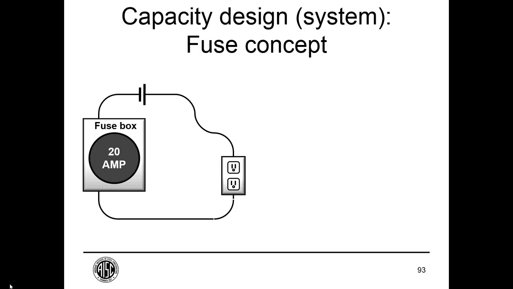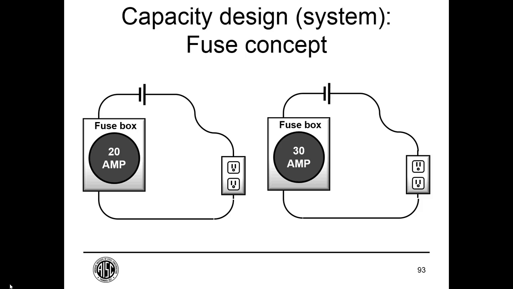And as I said, proportioning is very key. So in this diagram, I'm showing a 20 amp fuse on the left and a 30 amp fuse on the right. And 30 amps seems better than 20 amps, but you can't say that the system with the 30 amp fuse is better than the system with the 20 amp fuse. Fuses are all about proportioning to protect elements.